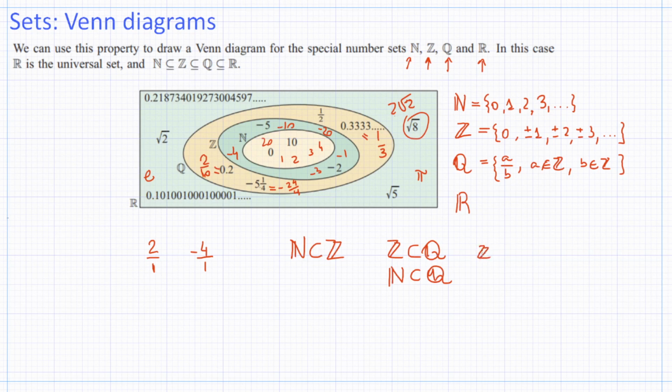So integer, natural, or rational numbers, they are all proper subsets of your real numbers. So basically the real numbers are going to contain everything which is inside of those sets. So it's a good way to use Venn diagrams to visualize those special number sets.